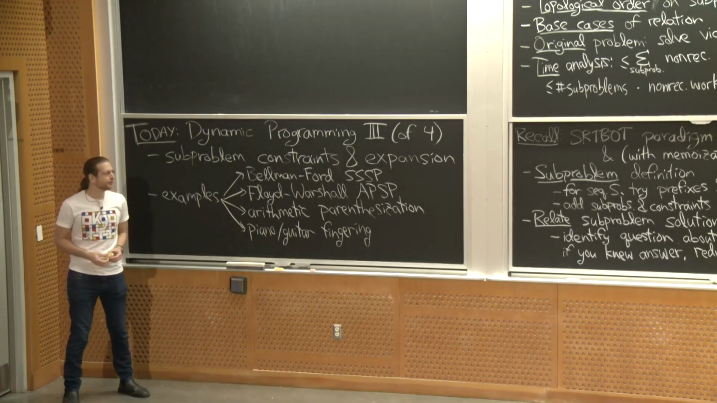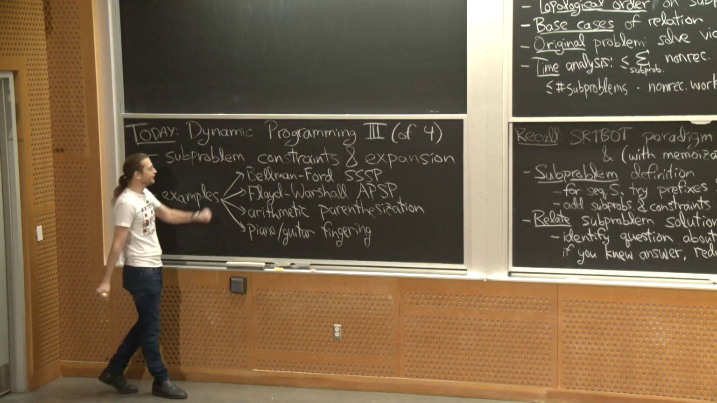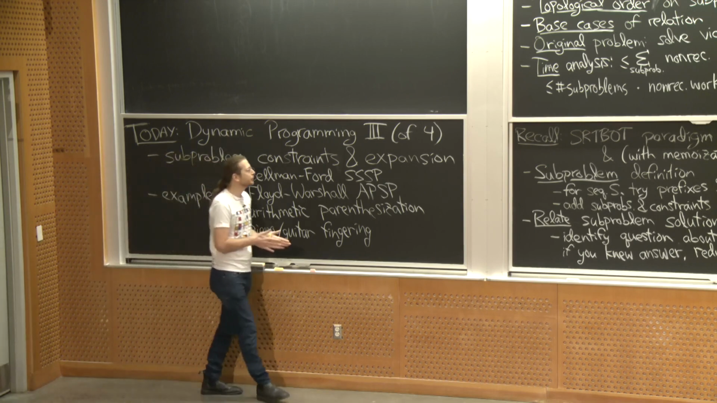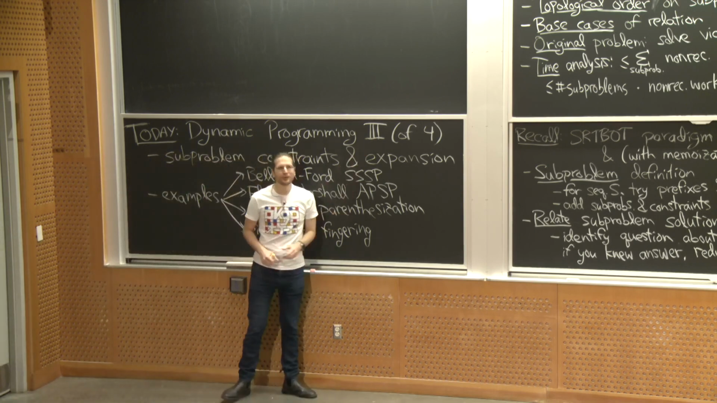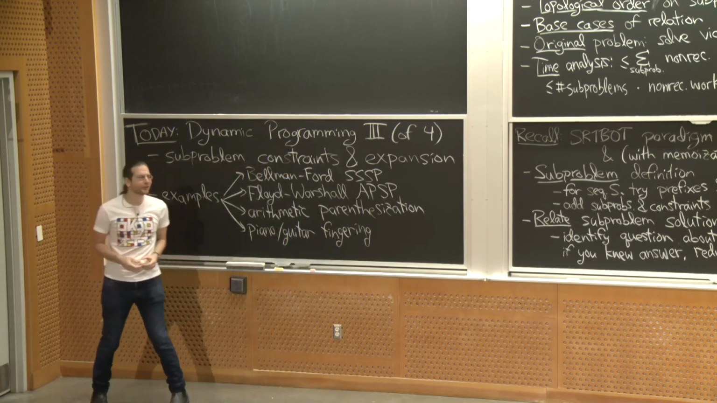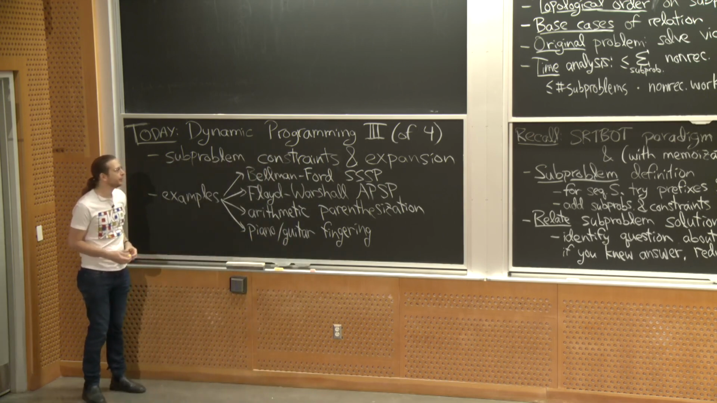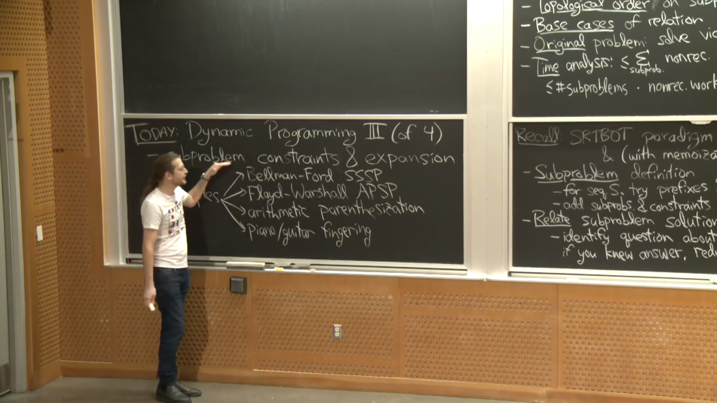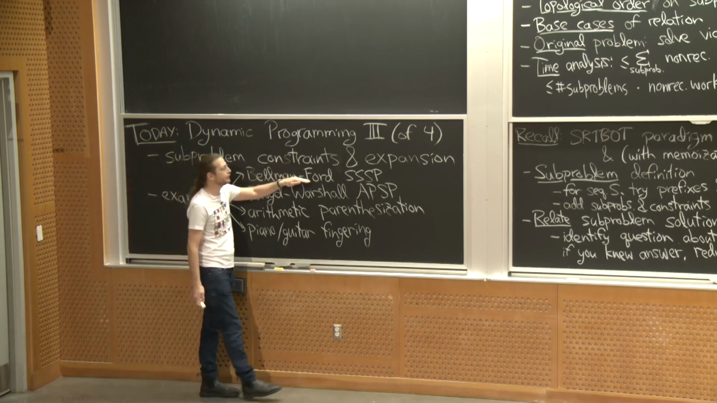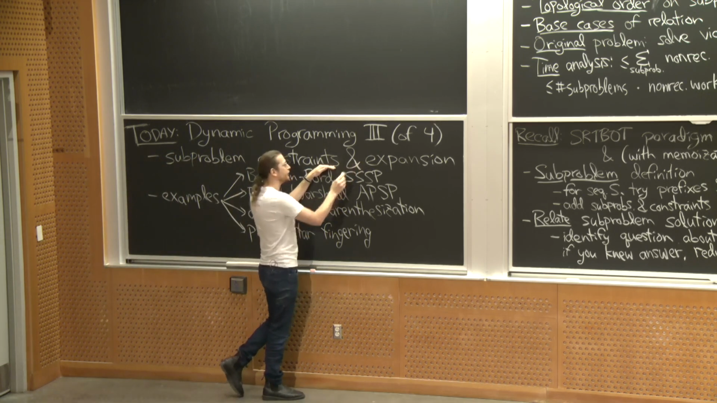All right, welcome back to 006 and our dynamic programming quadruple of lectures. We are over halfway through, into lecture 3 of 4. Today we're going to follow up on this idea of problem constraints and expansion that was mentioned especially towards the end of last lecture.